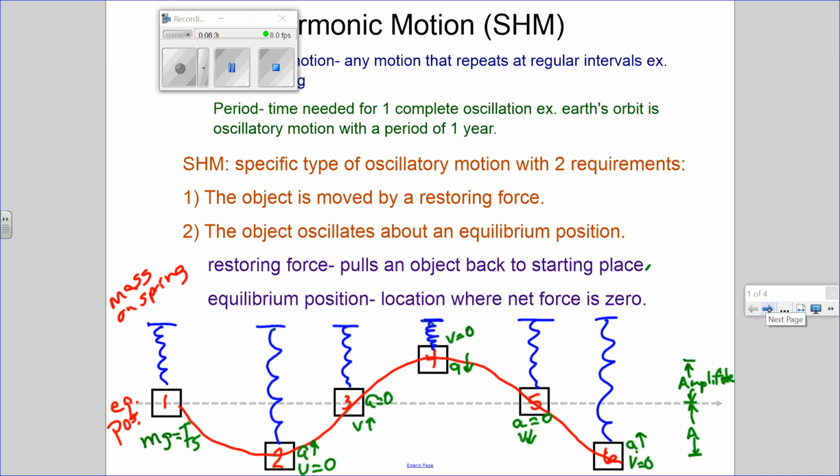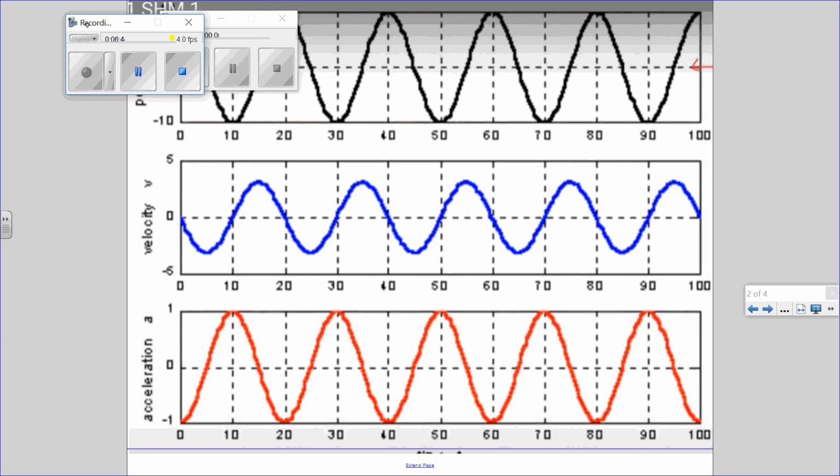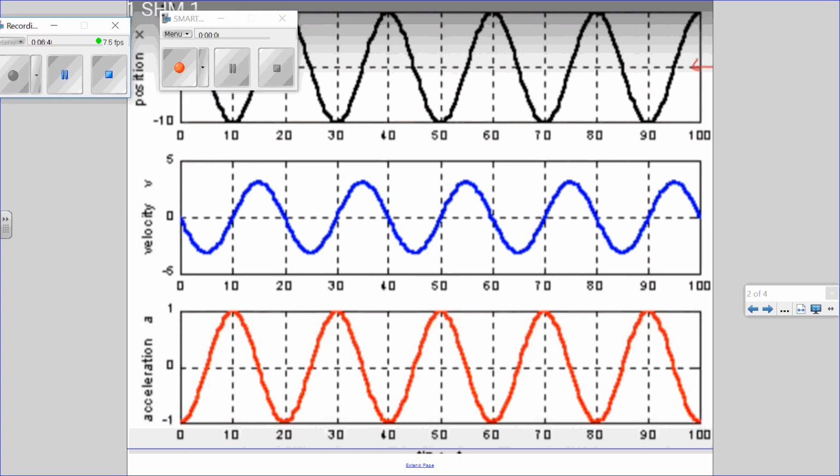Okay. So let's look at that motion of something moving in simple harmonic motion. So we're going to go to these graphs, and we will look at these graphs in class and kind of work with these graphs. But let's kind of analyze one.